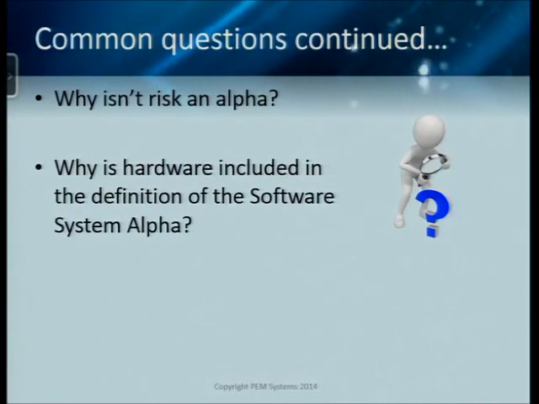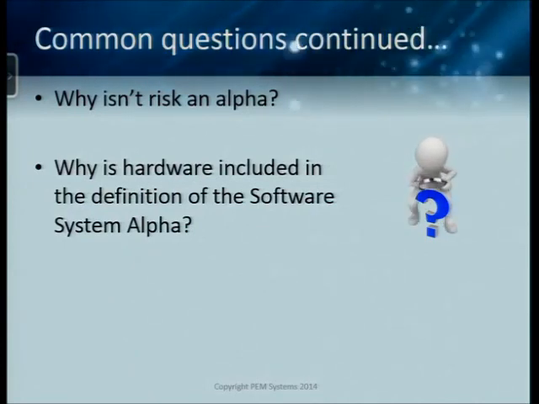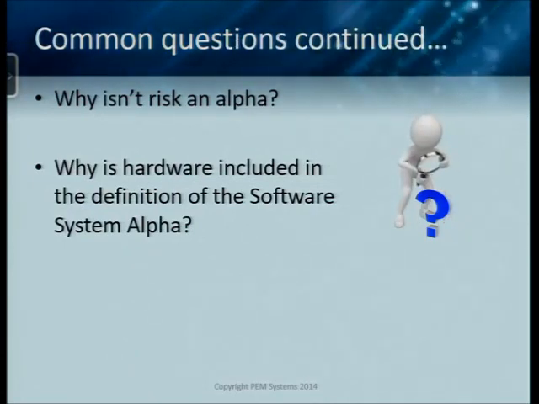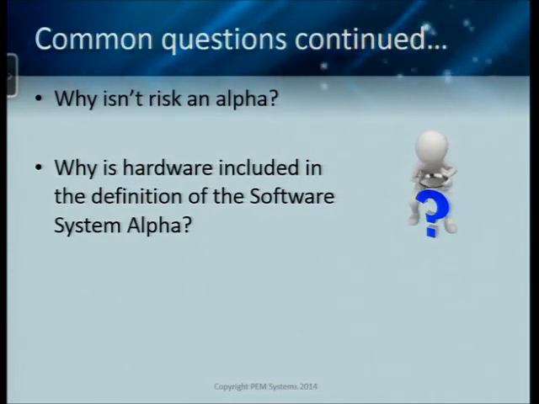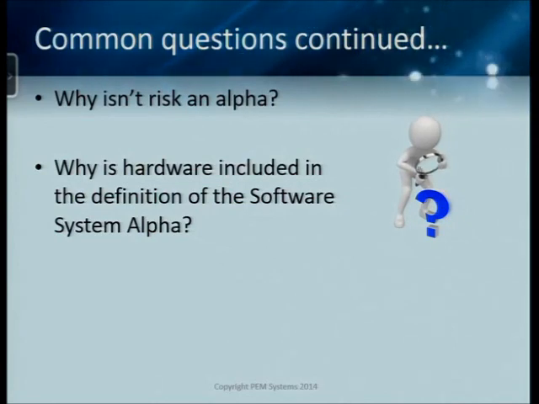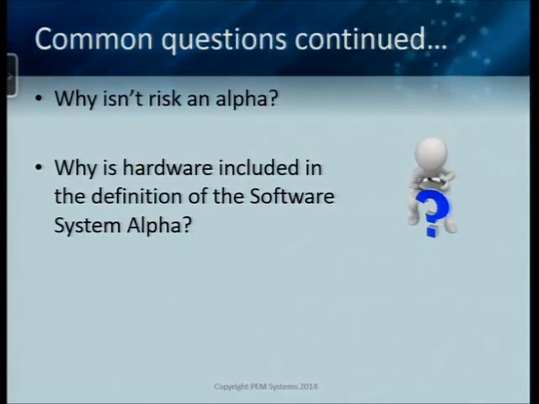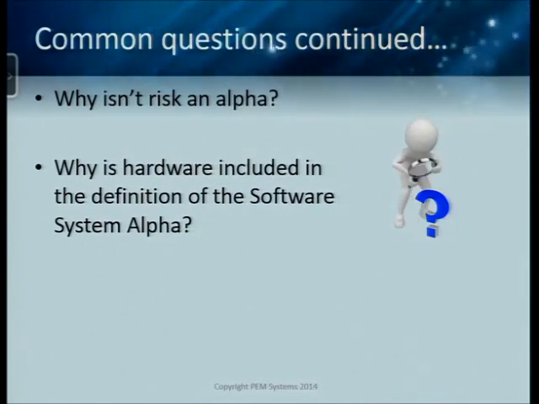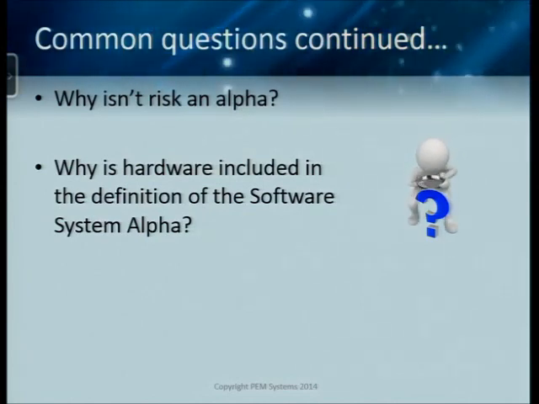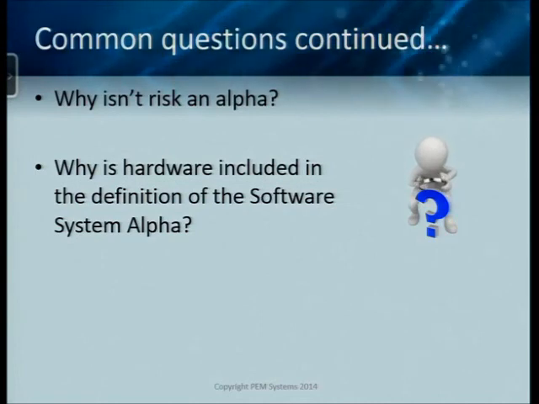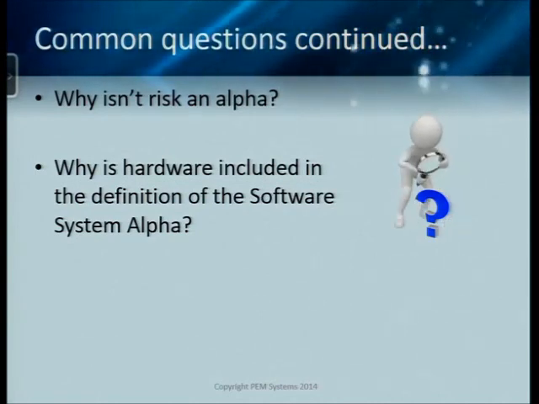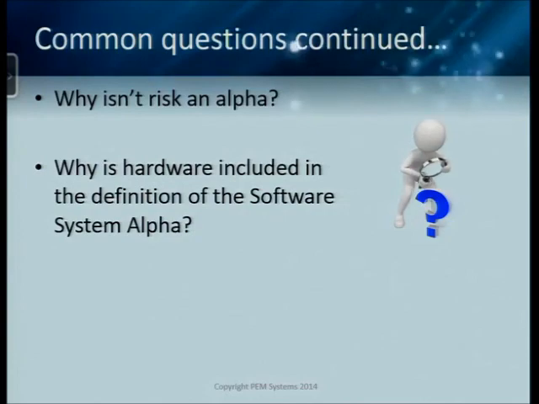Why is hardware included in the definition of a software alpha? I already mentioned this: this is not a theoretical model. It's a model to help you be successful. Software needs hardware to run on. We're talking about what you need to be successful in software development, and the value of software comes from running on hardware. So you see a lot of dependencies in this model. You'll see checklists that don't sound like software engineering, because they're there for things that real teams have to deal with to be successful.